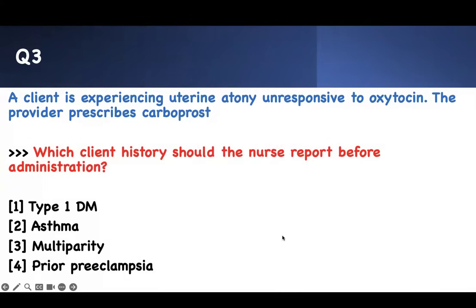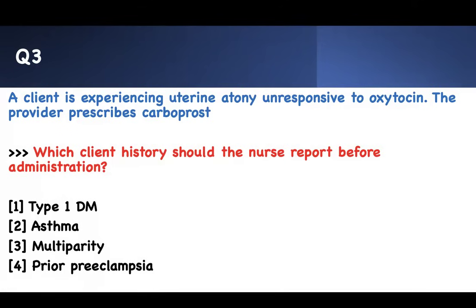A client is experiencing uterine atony unresponsive to what? Oxytocin. The provider prescribed Carboprost. Which client history should the nurse report before administering? Type 1 diabetes, asthma, multiparity, and preeclampsia. History of preeclampsia, prior preeclampsia. Go for the buzzword. Patient has what?